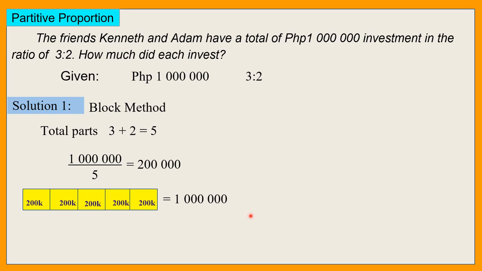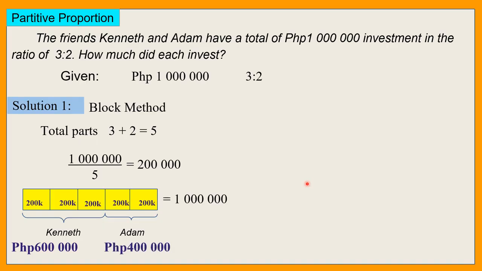Yan, 200K nilagay ko para magkasya. K means 1,000. Okay? Parang kilogram means 1,000 gram. So, 200K is just 200,000. So, 3 parts ang kay Kenneth. So, ayan na yun for Kenneth. 2 parts ang para kay Adam. So, Kenneth dito ay may investment na 600,000 pesos. 400,000 pesos naman for Adam.